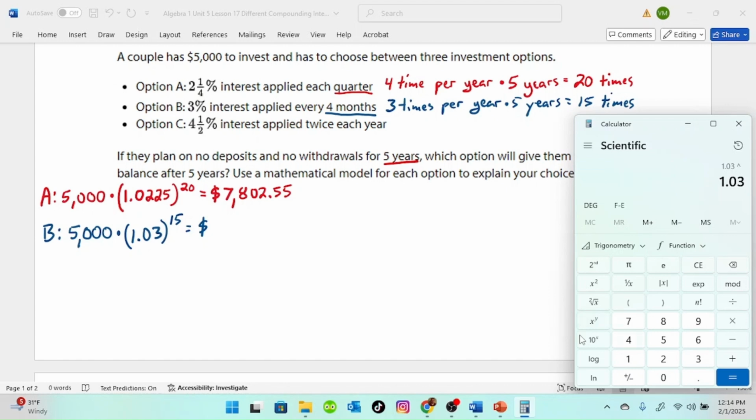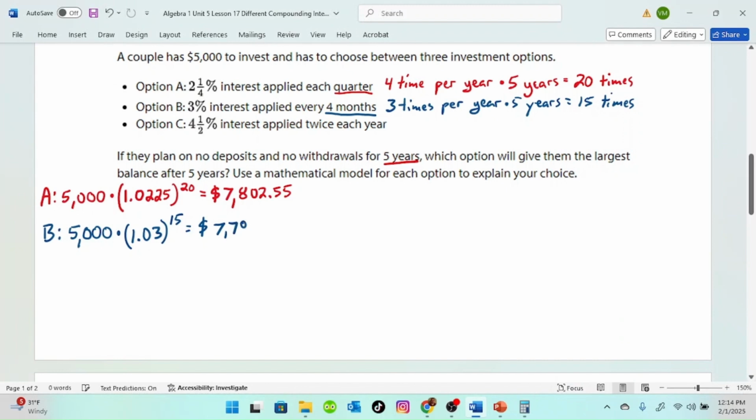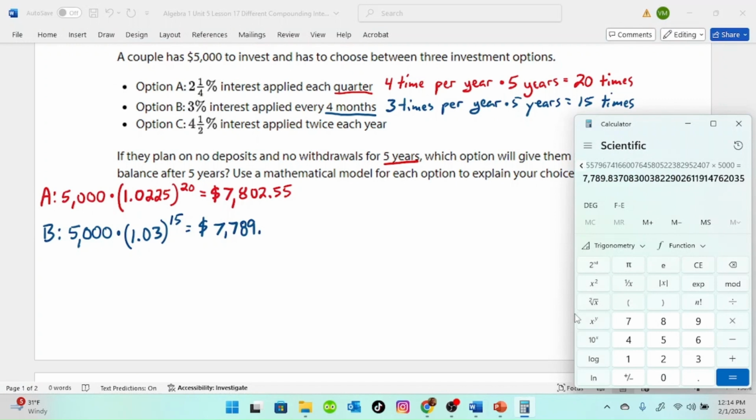1.03 to the power of 15, and we get about 1.6. Now we're going to multiply this by the original amount of $5,000. That's $7,789. And because we're talking about money, we want to stop at 2 decimal places. So the 7 tells us to round the 3 up to a 4. So that's 84 cents.